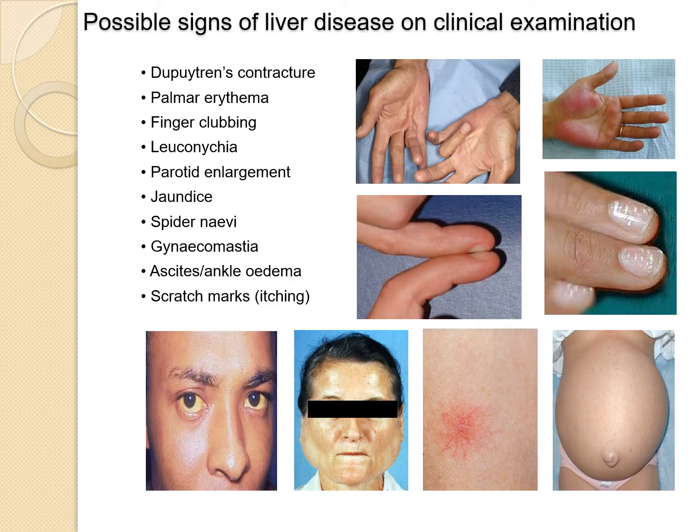What are the signs and symptoms we can see in a patient with liver disease? Repeated contraction of the finger, as we can see in the diagram, and palmar erythema, a reddish appearance of the palms, and finger clubbing. Then leukonychia, which you can see in the nail, parotid enlargement, jaundice, spider nevi on the abdomen or skin, gynecomastia, ankle edema, and scratch marks. These are the commonly seen signs and symptoms in liver disease patients.